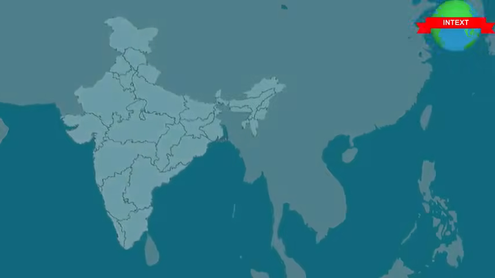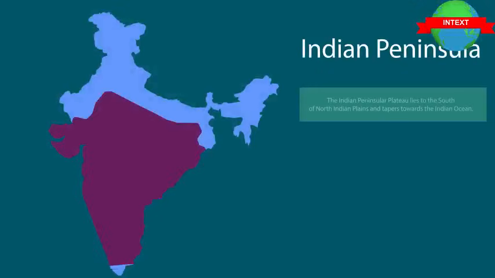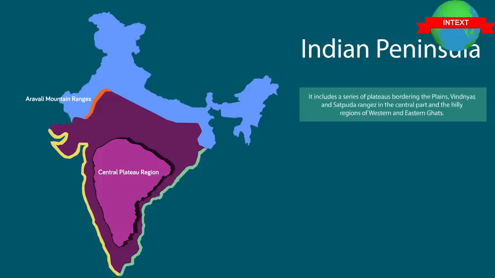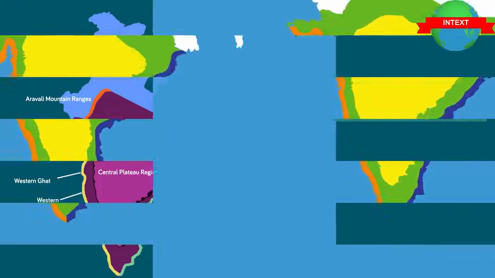Now let's move to the Indian Peninsula. The Indian Peninsular Plateau lies to the south of North Indian plains and tapers towards the Indian Ocean. It consists of many plateaus and hill ranges. The Aravallis in the north are the oldest fold mountains. It includes a series of plateaus bordering the plains, Vindhyas and Satpura ranges in the central part and the hilly regions of Western and Eastern Ghats.